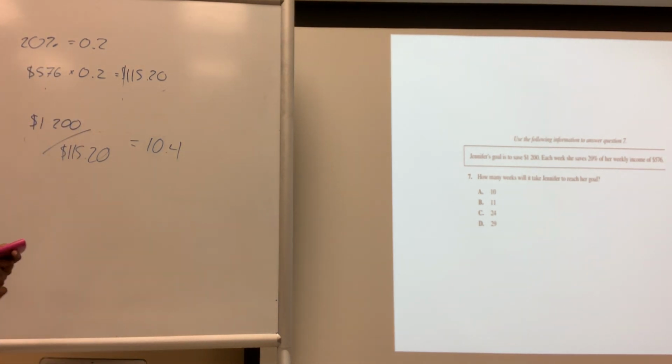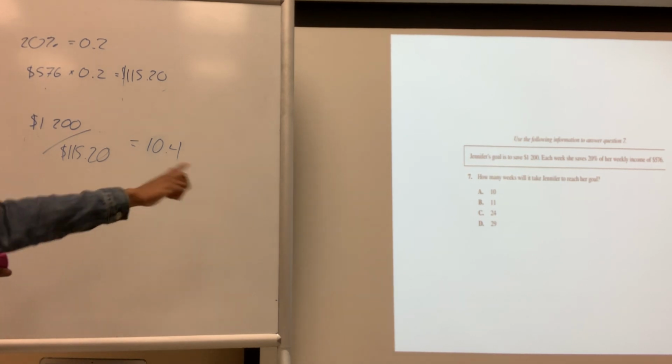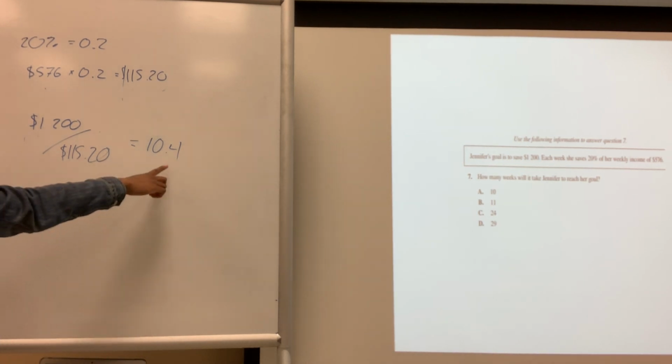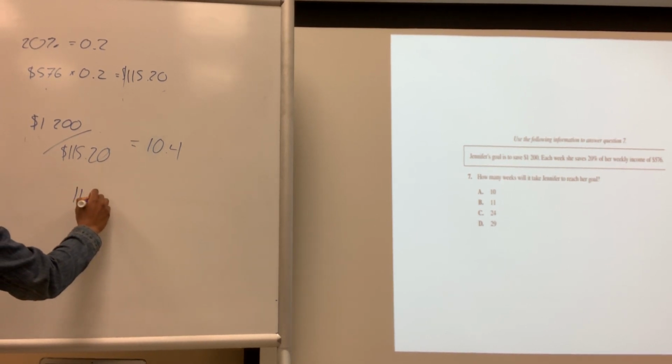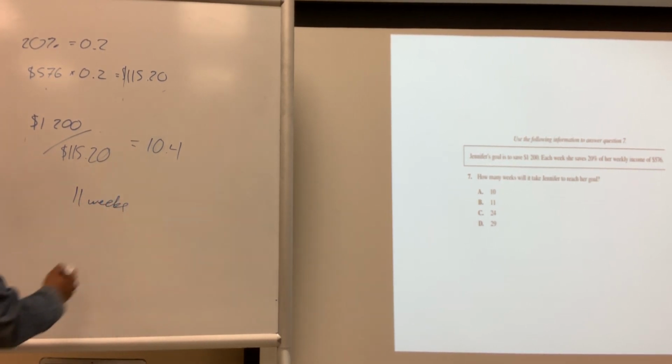But this is a little bit tricky because we only have whole numbers here, we don't have any decimals. So the answer is not actually going to be 10 like it would be if we rounded it, because if it were 10 weeks, she would still need to work for 0.4 of a week to earn enough money, so the answer would actually be 11 weeks. Does that make sense?